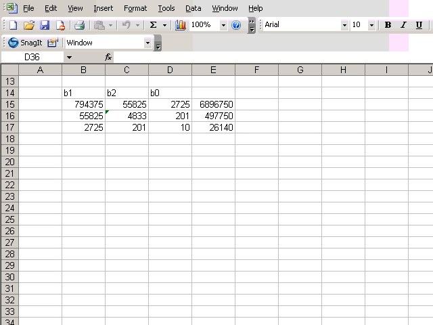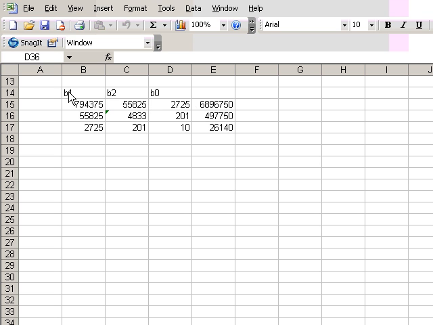Now that we have our three equations with three unknowns, we can begin to calculate the value of B1. Before we do, let's review what our three equations are and what they mean. This is our first equation, this is our second equation, and this is our third equation.